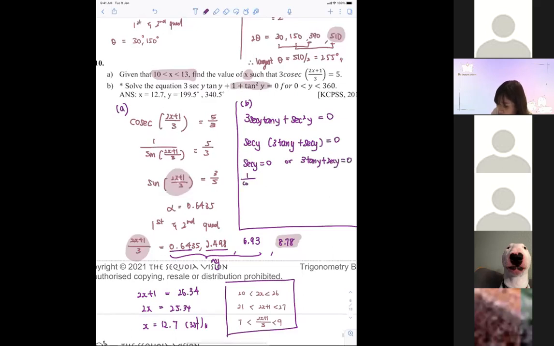Secant is 1 over cosine y. And 1 over cosine y can't be equals to 0. This bottom here, even if cosine is equals to 0, is rejected, right? It's undefined. So secant y cannot be equals to 0. We reject this because secant y is always more than 0. Then this is again tangent and secant. So slowly, tangent is sine y over cosine y. Secant is 1 over cosine y.